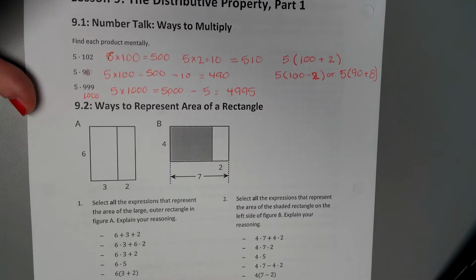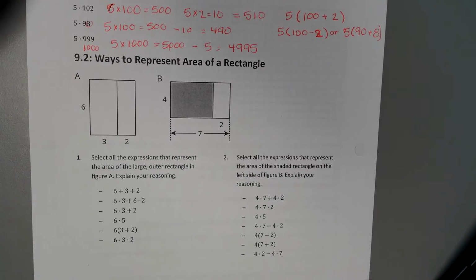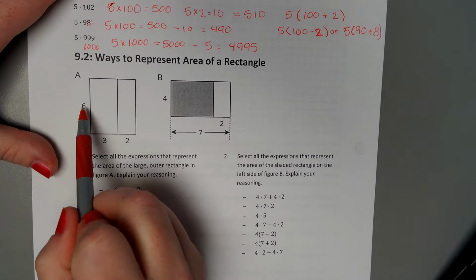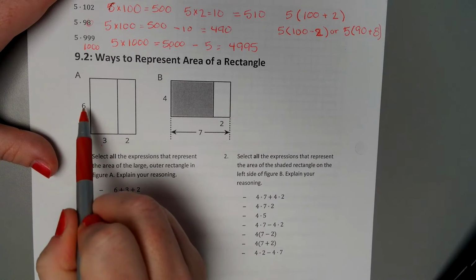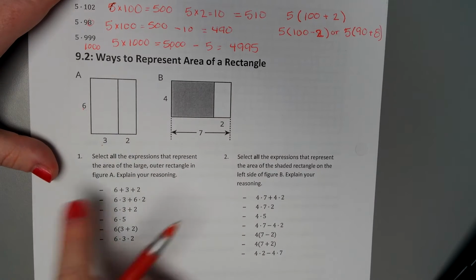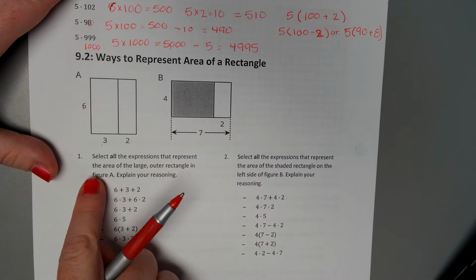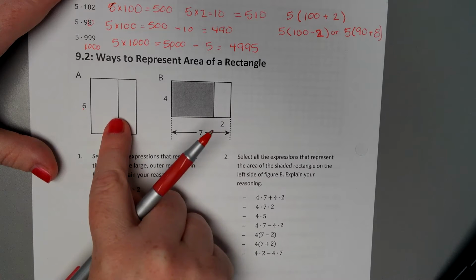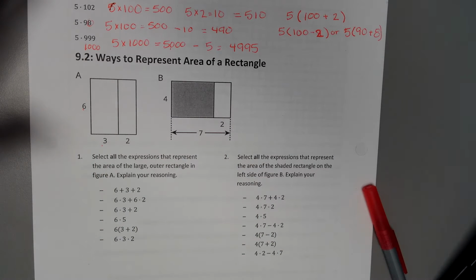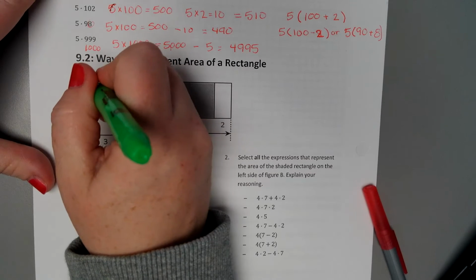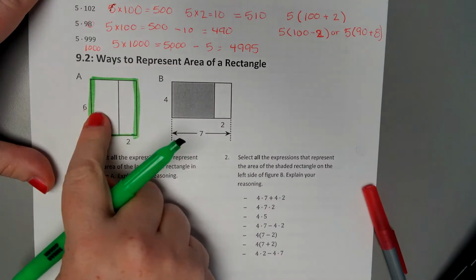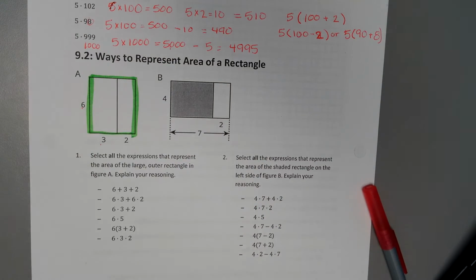All right, 9.2, ways to represent area of a rectangle. Remember, to find area of a rectangle, you do length times width. Length times width. So 1, select all expressions that represent the area of the large outer rectangle in figure A. So it means this whole rectangle. So this one plus this one. Everything on the inside.